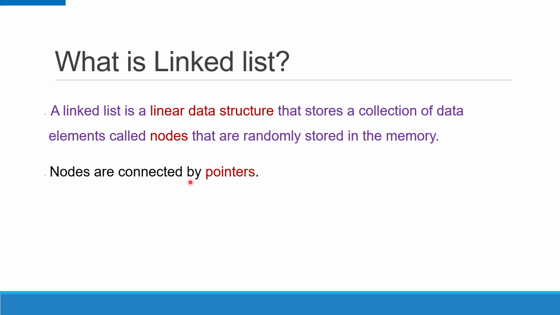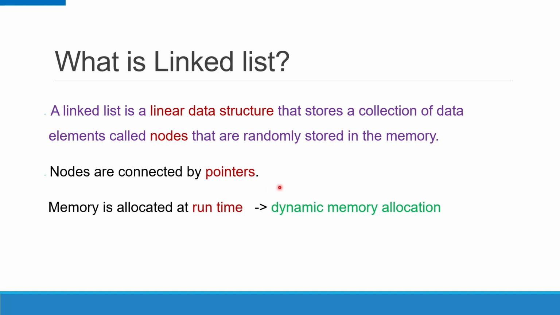And here the nodes are connected by pointers. Each data item is stored with the help of nodes, right? We call each data element a node here. So the nodes are connected, linked with the help of pointers. And next, memory is allocated at runtime, which means dynamic memory allocation. So during the program execution only, the required memory will be allocated for the data item.